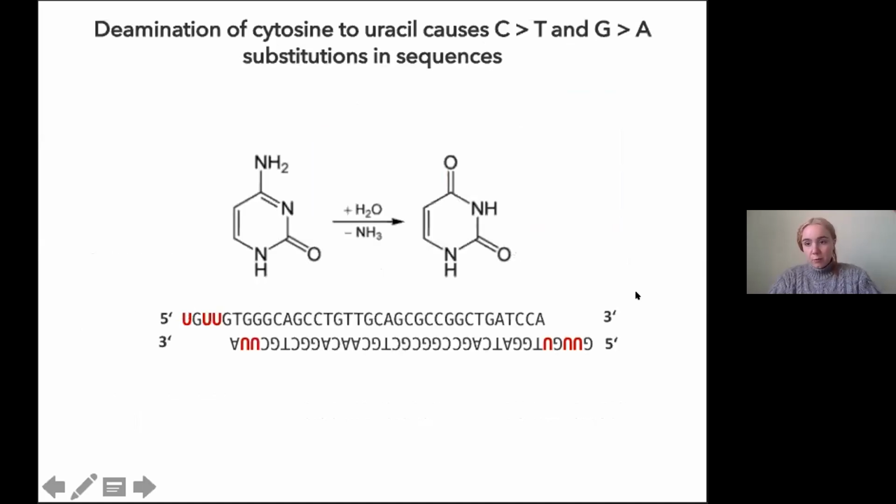I already said that we can find DNA damage patterns in this ancient DNA, and we can actually also use it to our advantage to authenticate that this DNA is actually ancient DNA. So what happens is that cytosine gets deaminated to uracil, and this causes C to T and G to A substitutions in the sequence. And we can then measure this substitution frequency across a fragment.